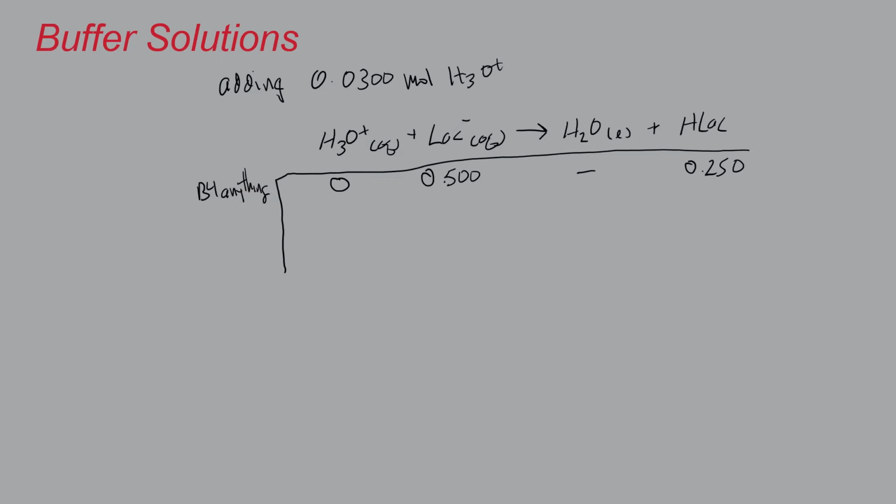So the next entry here is going to be after you have added the acid, but before it reacted with anything. So before the reaction, here we've got our 0.03 moles of the strong acid, 0.5 molar of the lactate, because this is a 1 liter solution of this buffer, and 0.25 molar of the lactic acid.